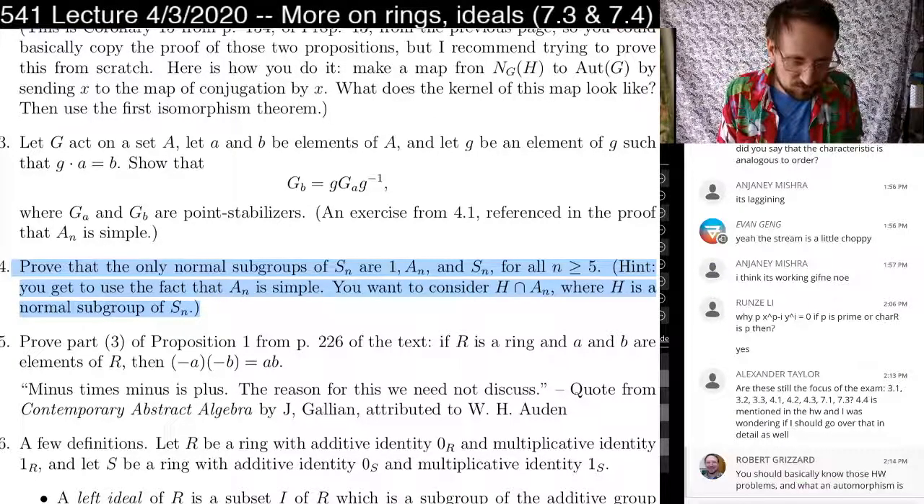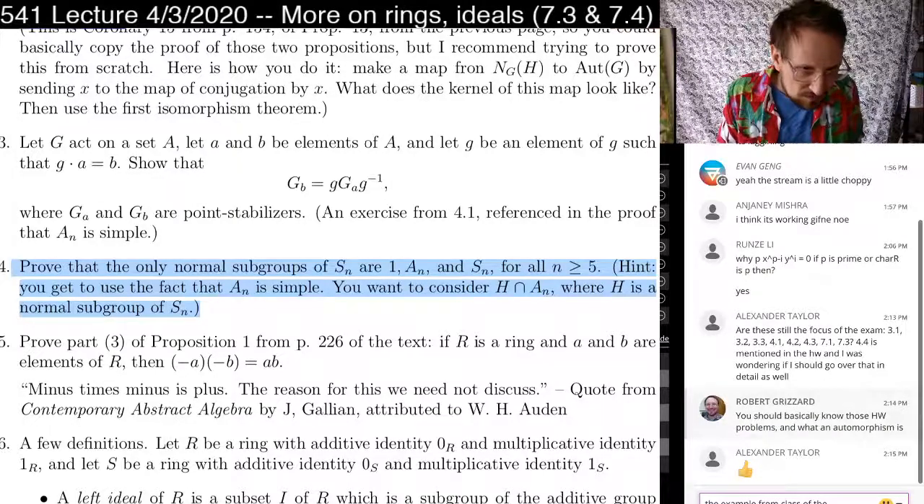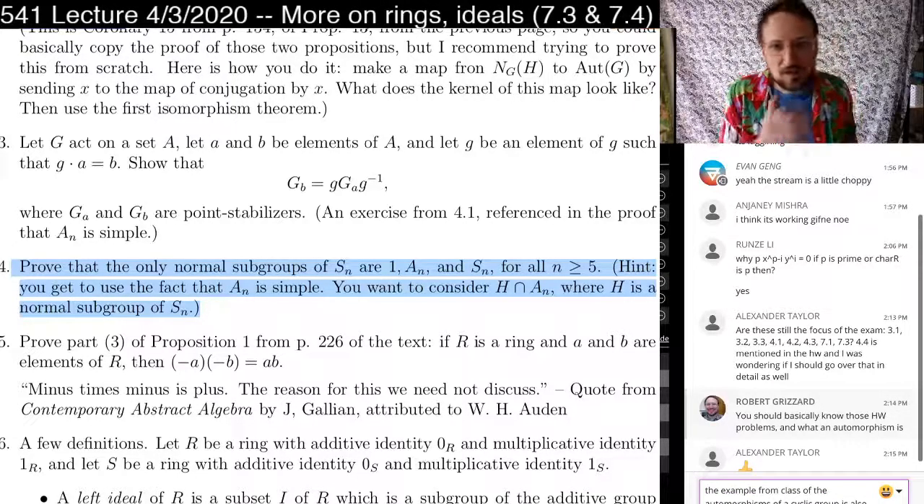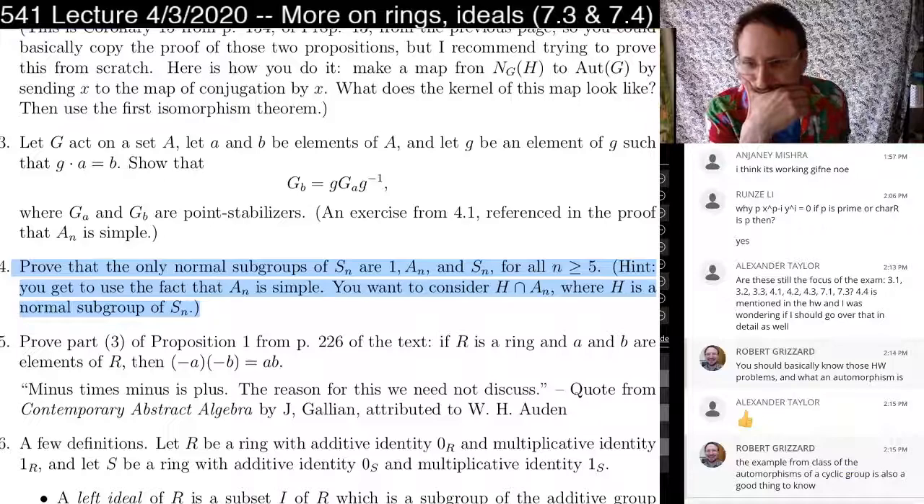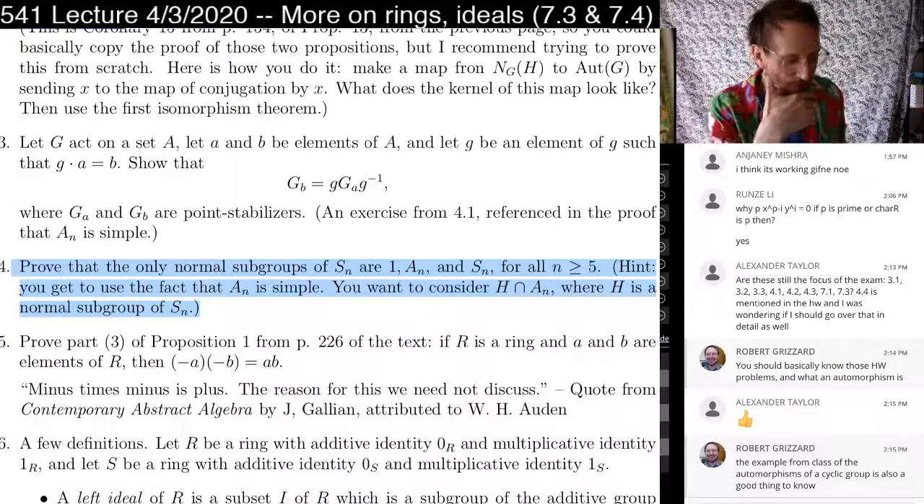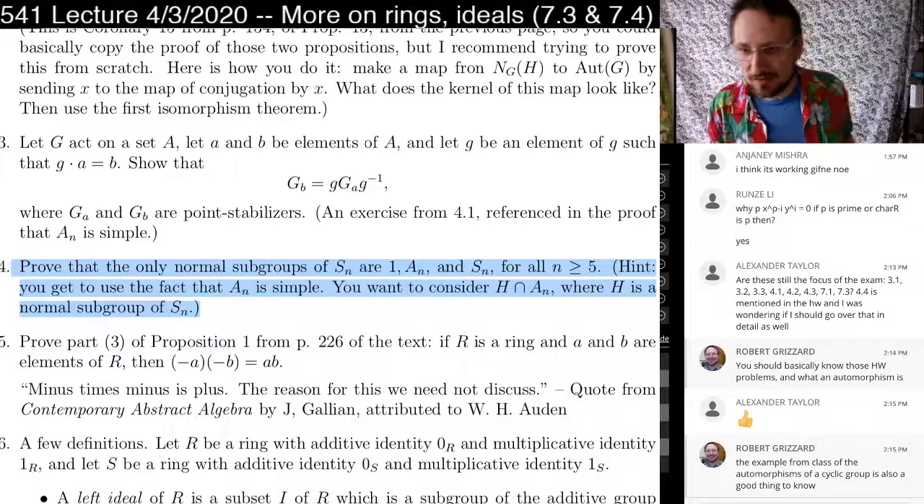The example from class of the automorphisms of a cyclic group is also a good thing to know. Okay, so you have a question about this number 4?